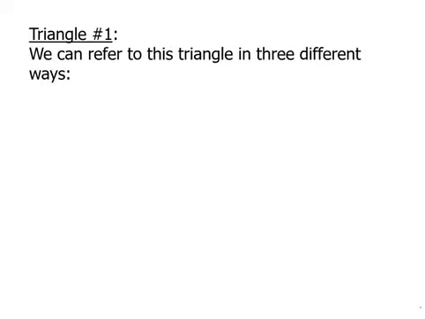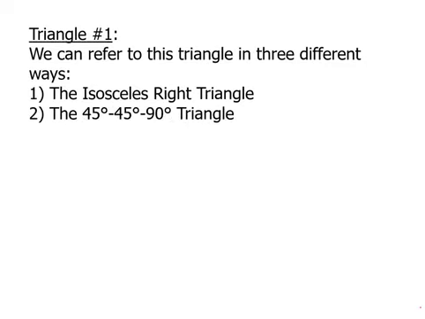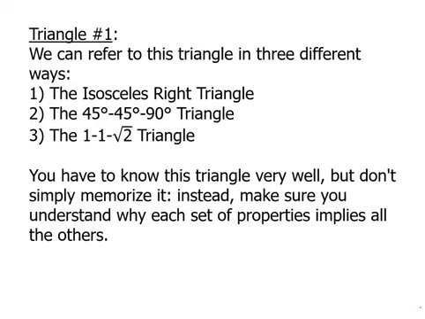We can refer to this triangle in three different ways: the isosceles right triangle, the 45, 45, 90 triangle, or the 1, 1, root 2 triangle. You have to know this triangle very well, but do not simply memorize it. Instead, make sure you understand why each set of properties implies all the others. The more you can just start with one property and derive the others, the more you will really understand this triangle.